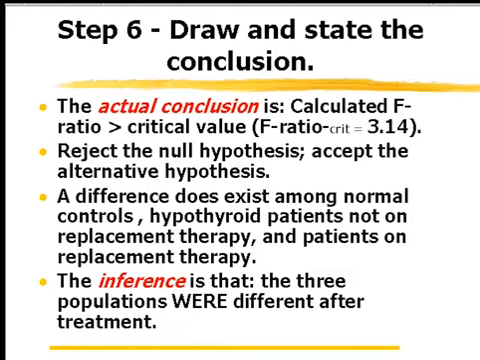So a difference does exist amongst the normal controls, the hypothyroid or the normal patients not on replacement therapy, and the patients on replacement therapy. So the inference is that the three populations were different after treatment. So the next question is, what two groups were statistically significantly different from one another? And that's where we come in with the idea of multiple comparisons.